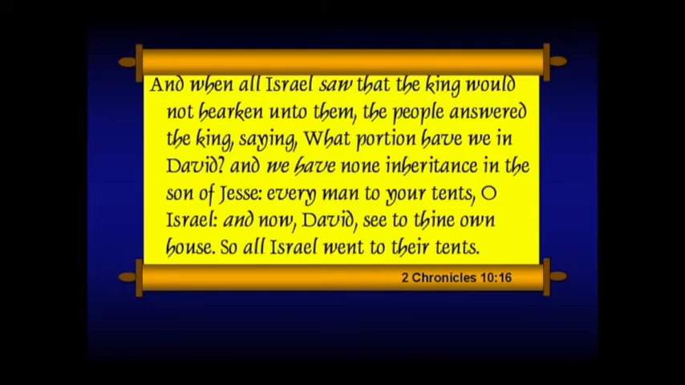And when all Israel saw that the king would not hearken unto them, the people answered the king, saying, what portion have we in David? For we have none inheritance in the son of Jesse. Every man to your tents, O Israel. And now, David, see to thine own house. So all Israel went to their tents. In other words, Israel is declaring their independence of Judah, is what they're doing.